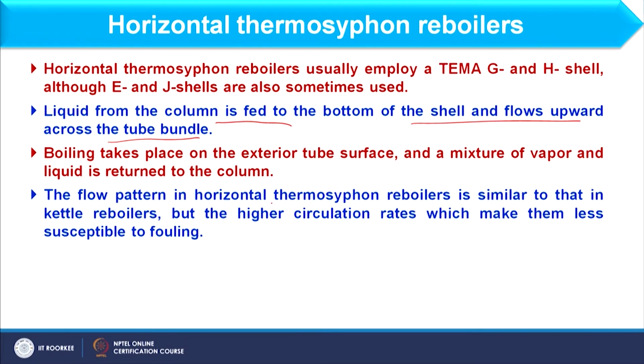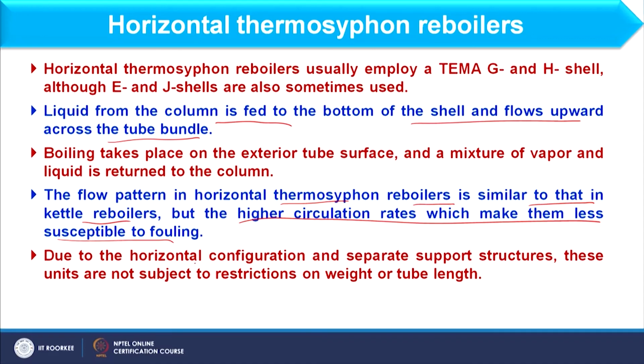So, the flow pattern in a horizontal thermosyphon reboiler is similar to that in a kettle reboiler, but with high circulation rates which make them less susceptible to fouling. So, the placement of kettle reboiler as well as horizontal reboilers is the same. However, we have an added advantage in horizontal thermosyphon reboiler that it has less fouling in comparison to kettle reboiler. But kettle reboiler has an added advantage because it has a vapor liquid separation section along with vapor generation. So, that is not the case with vertical thermosyphon or horizontal thermosyphon reboiler.